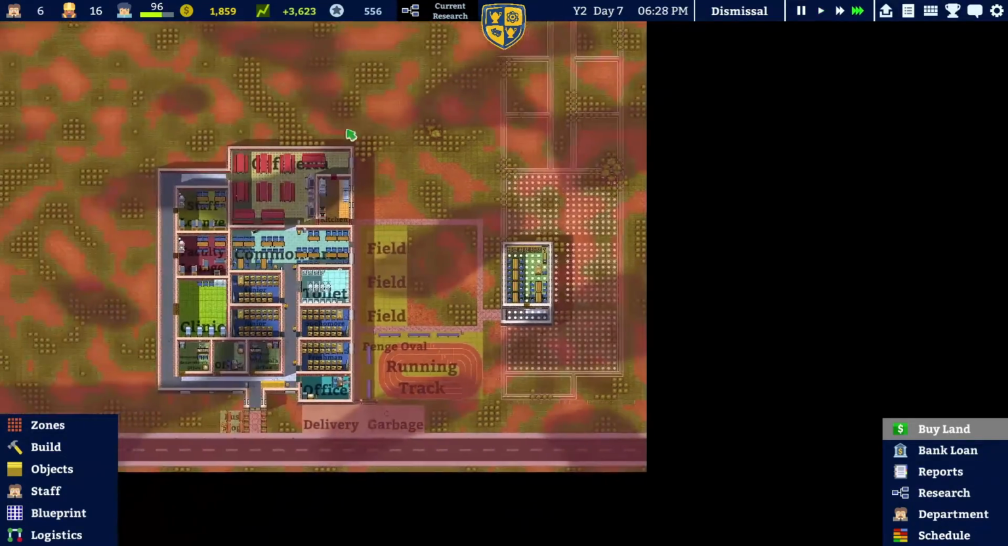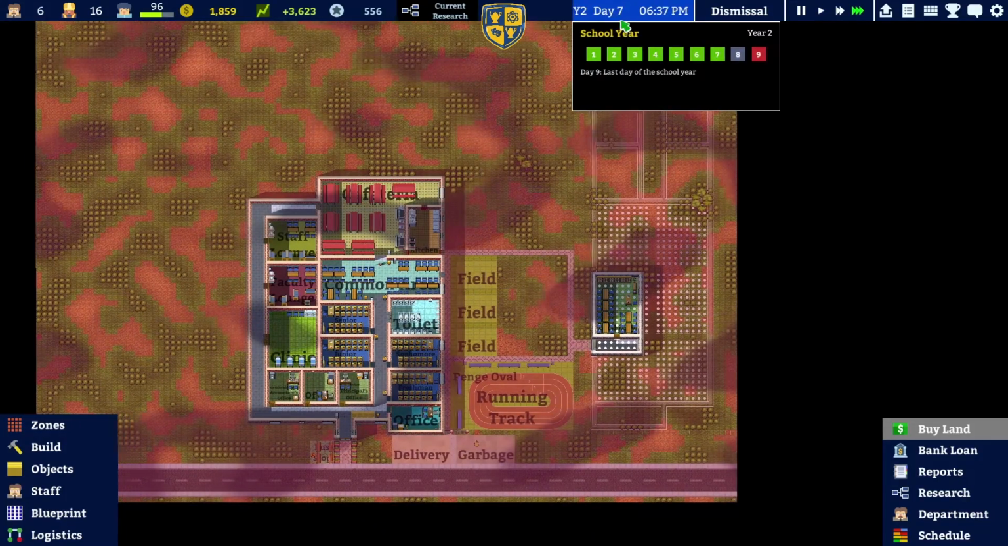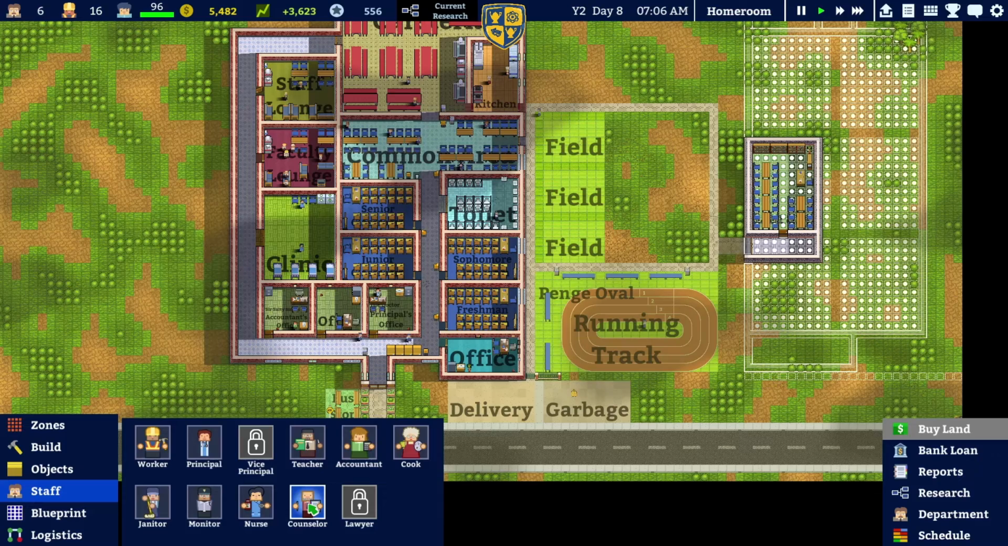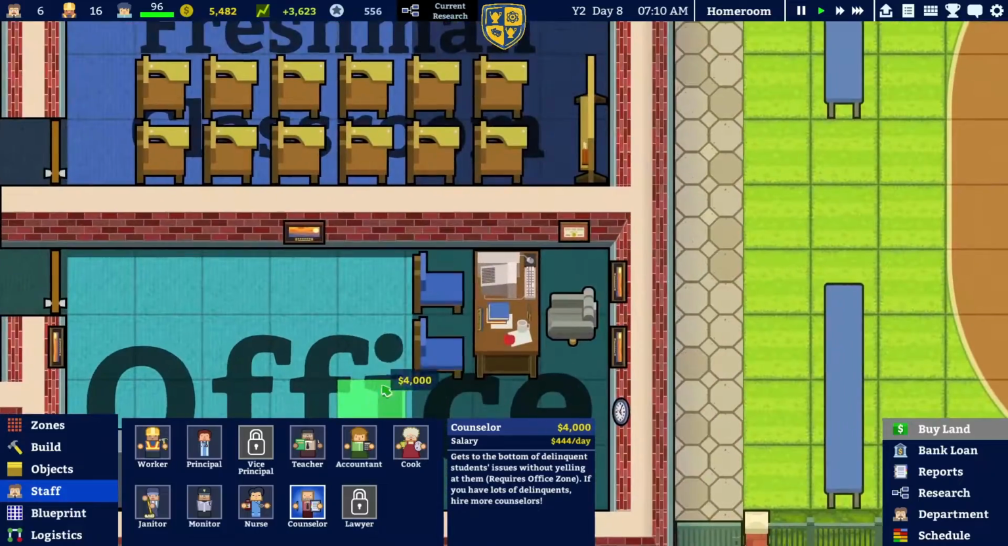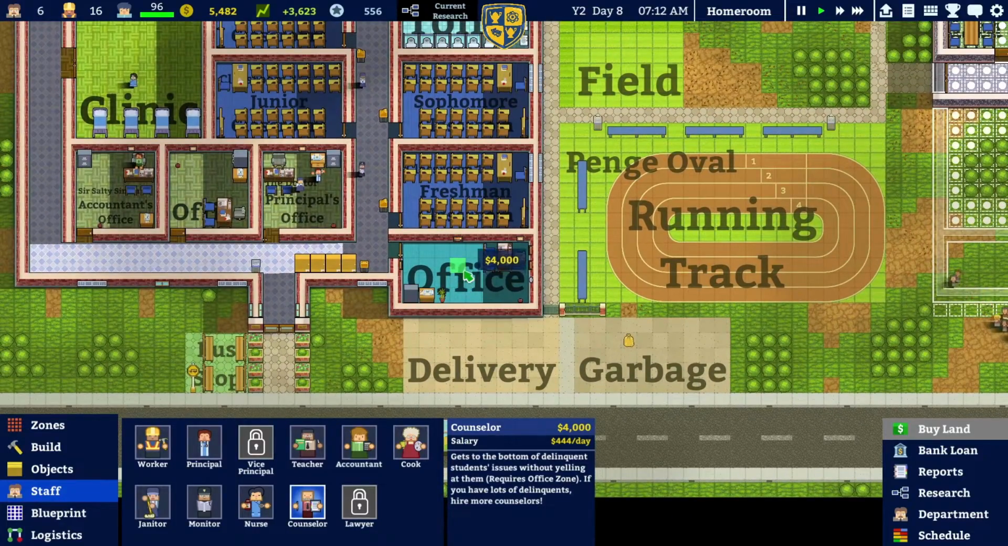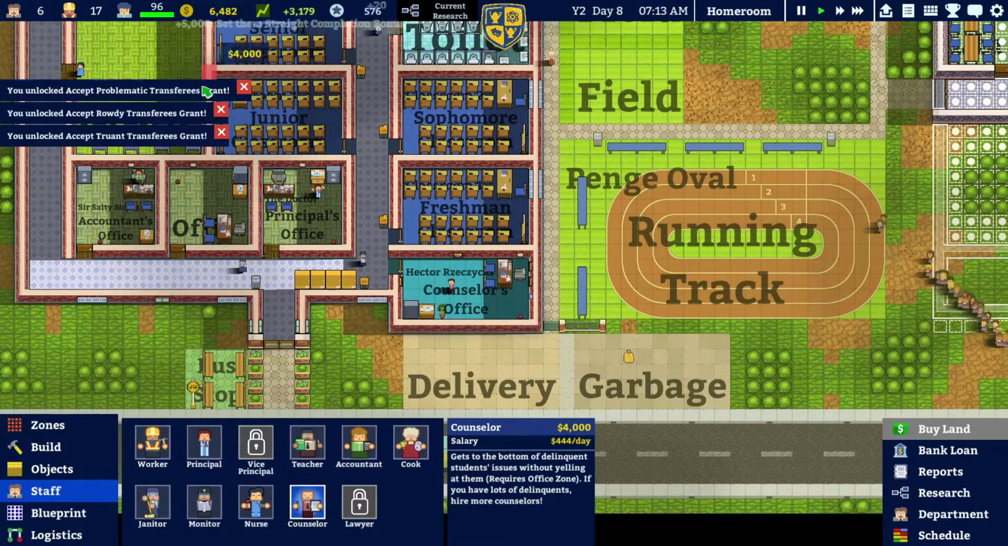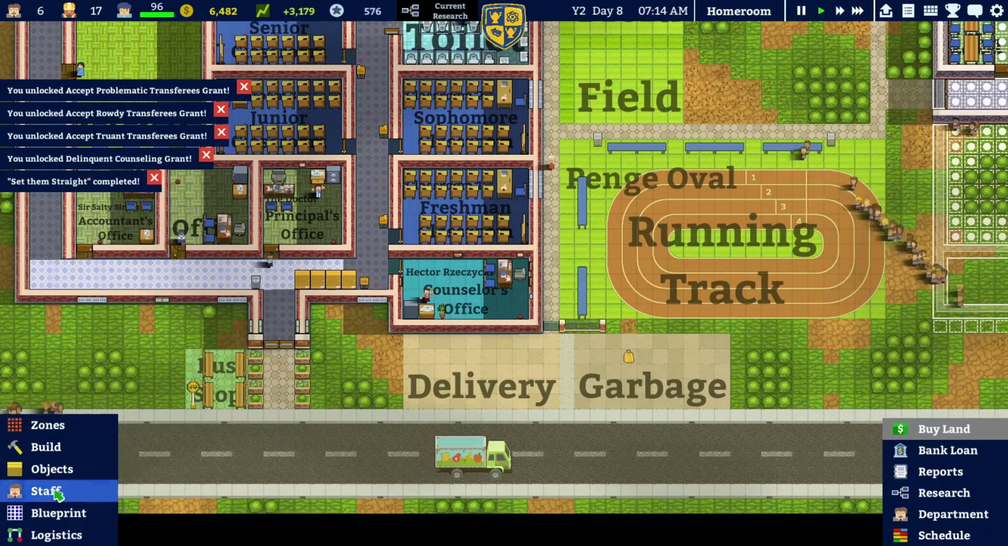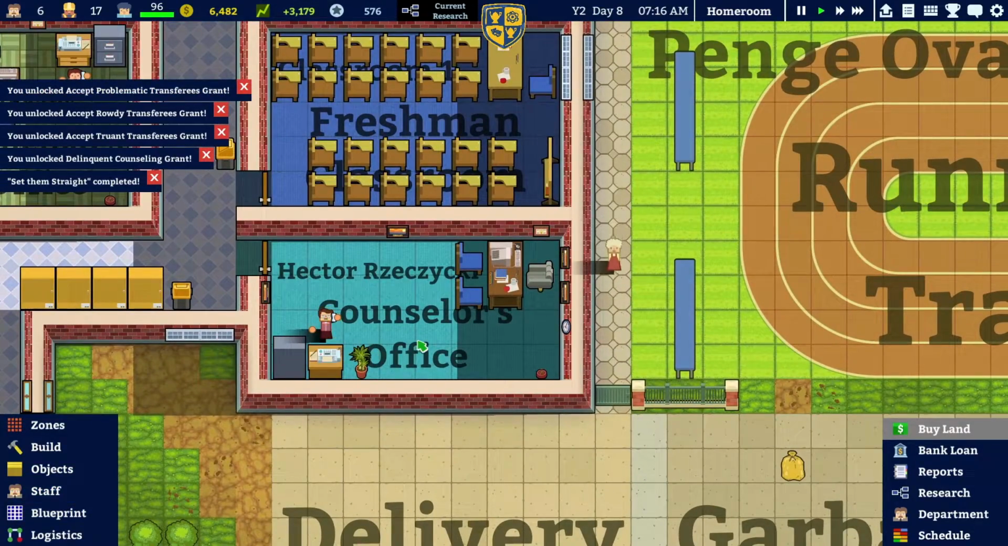Okay, right, that's interesting. However, day 7 is about to end. Let's go on to day 8. And we've been paid the money, $5,482 we have. So, councillor, come into here, and we shall get you in. And I think this should pay our grant pretty much immediately. There we go. So it's all sorted, and now we have a councillor.